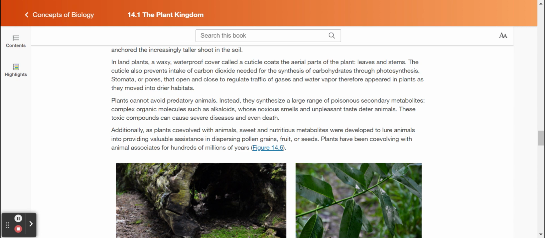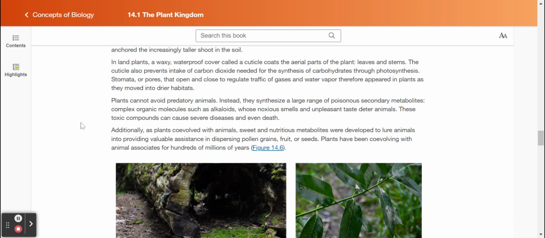Plants cannot avoid predatory animals. Instead, they synthesize a large range of poisonous secondary metabolites, complex organic molecules, such as alkaloids, whose noxious smell and unpleasant taste deter animals. These toxic compounds can cause severe diseases and even death.